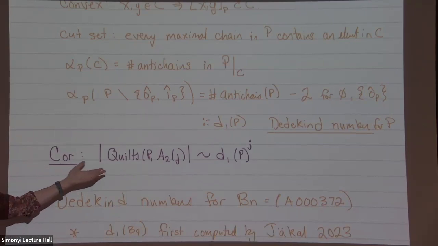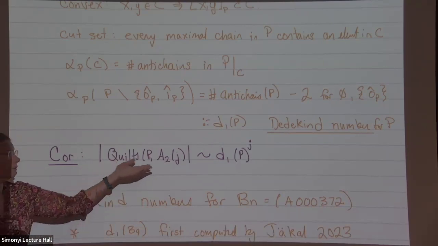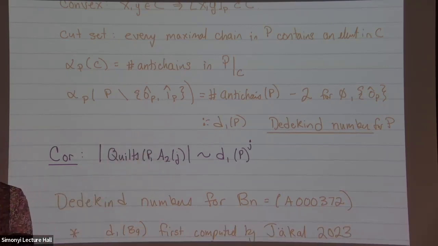But the corollary here is that asymptotically, the number of these antichain quilts is always going to be this Dedekind number to the jth power. So at least the asymptotics are clear. Okay, so Dedekind numbers. How many of you know what a Dedekind number is? Good, I have something to tell you.